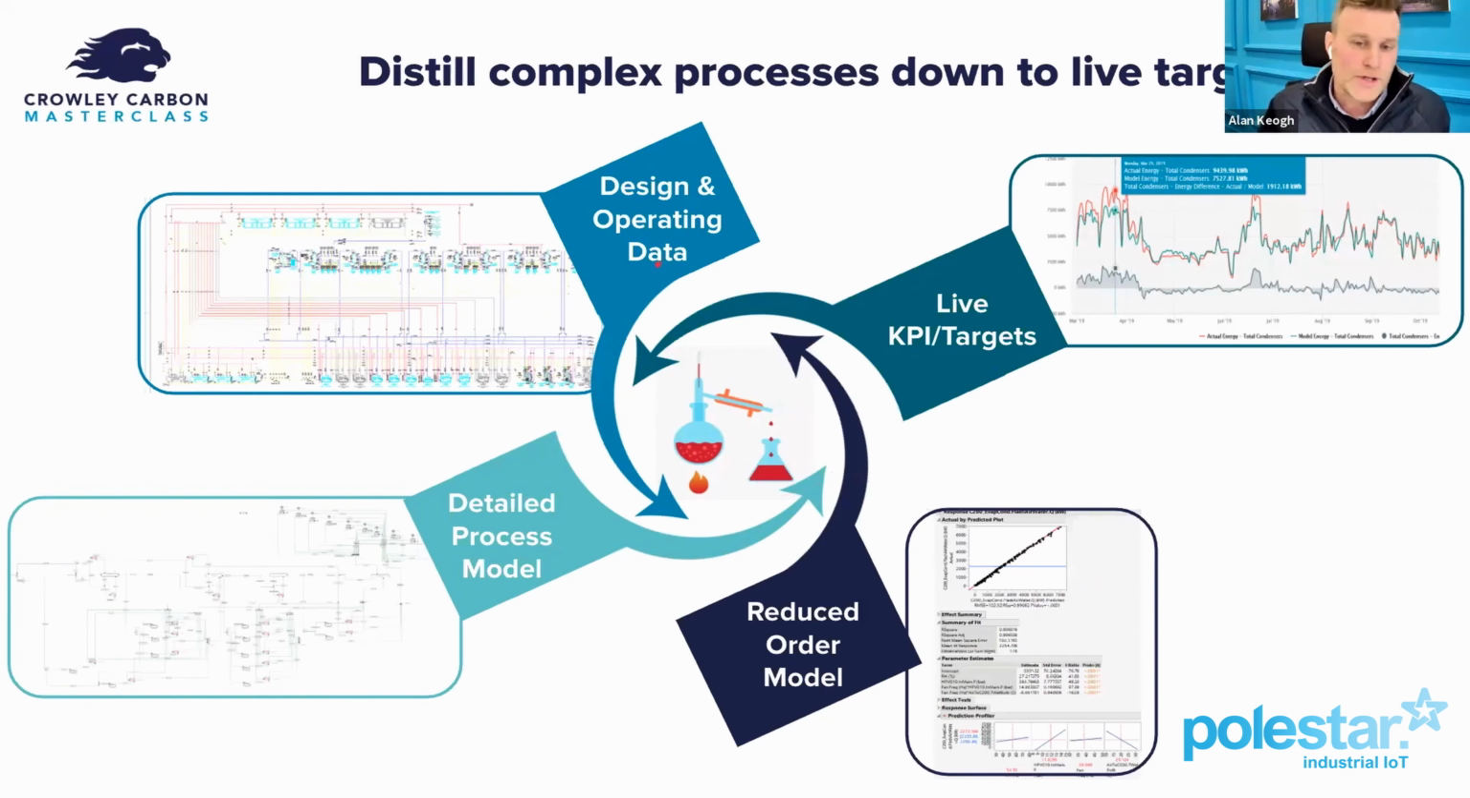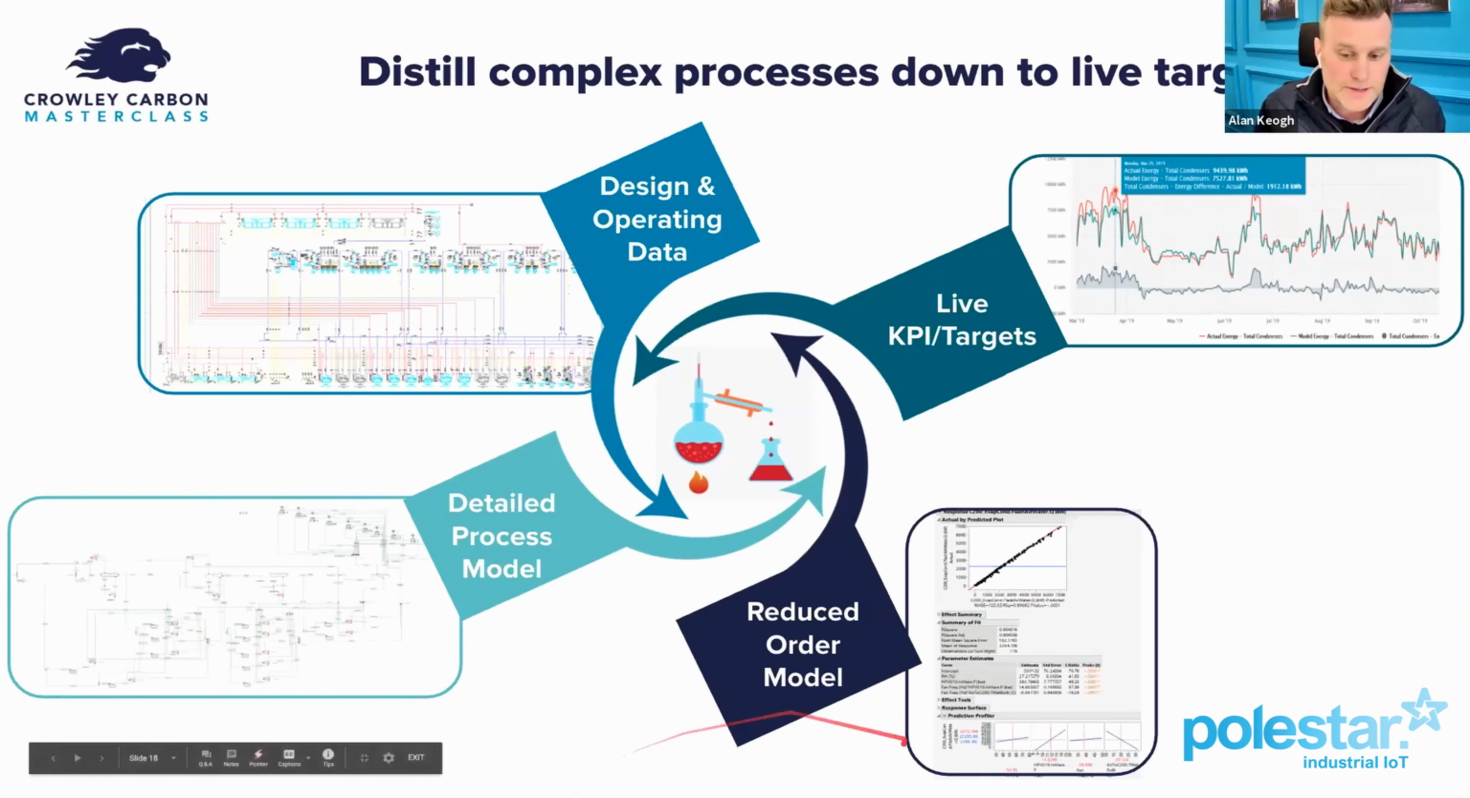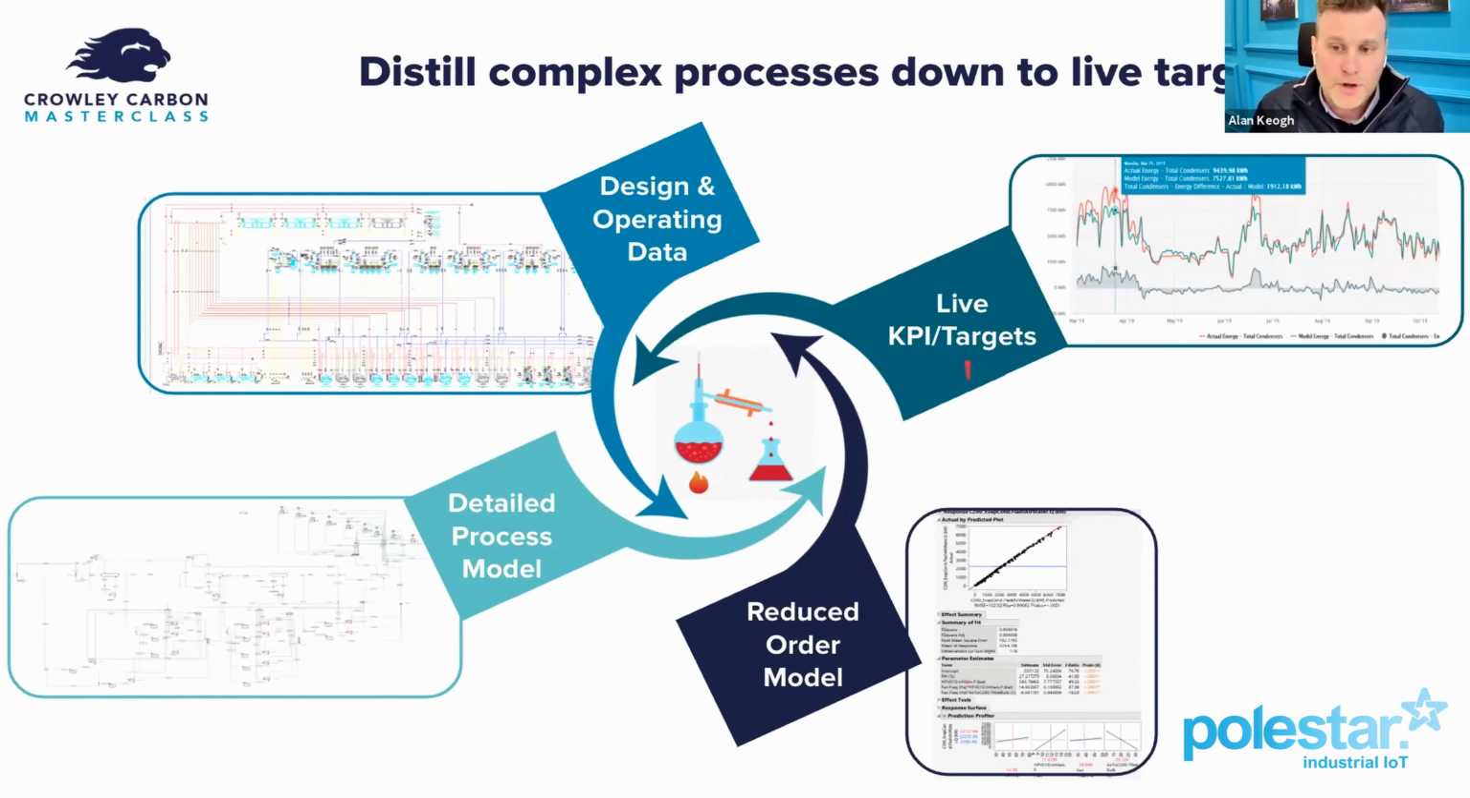So the process of doing that is taking the design and operating data, so P&IDs, drawings, etc., building a detailed process model for whatever the process is, and that can be in Excel or it can be using more complicated tools like Aspen Custom Modeler, and then developing what's called a reduced order model, so boiling it down and getting correlations from the model, and then putting those models into a live data stream. So you're pulling the data out of the plant, feeding it into the model, and then getting live targets for how the plant should operate based on the particular conditions on that day.